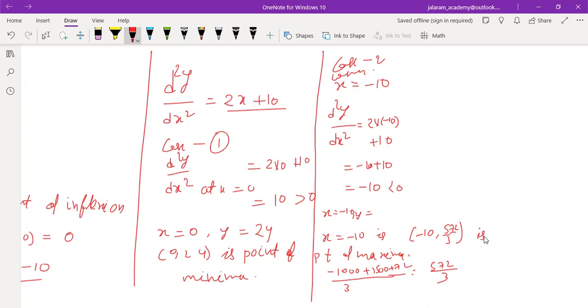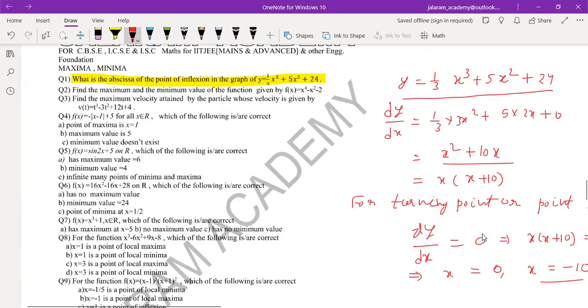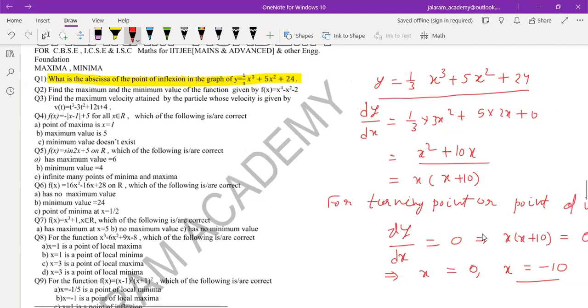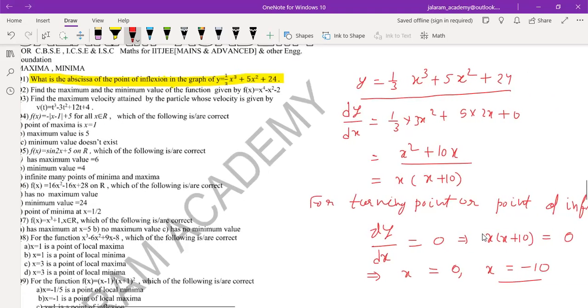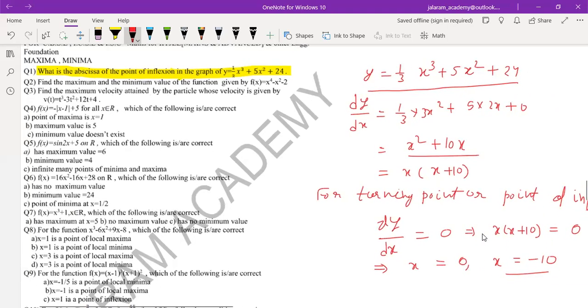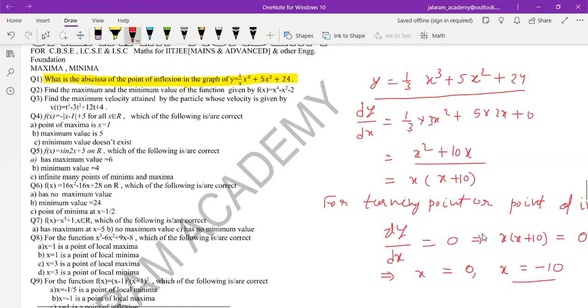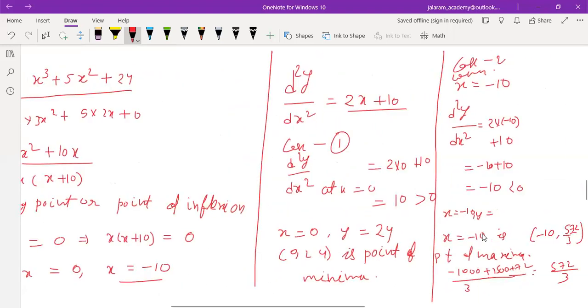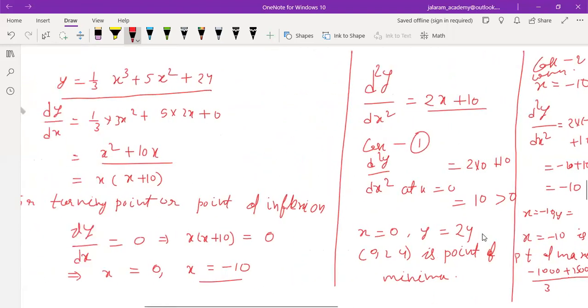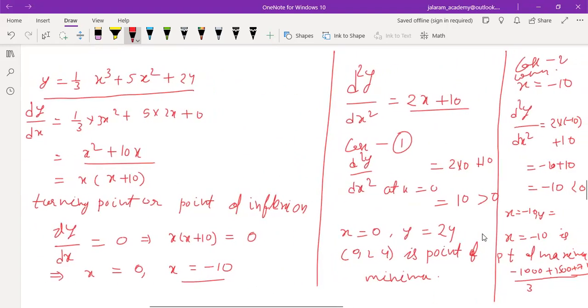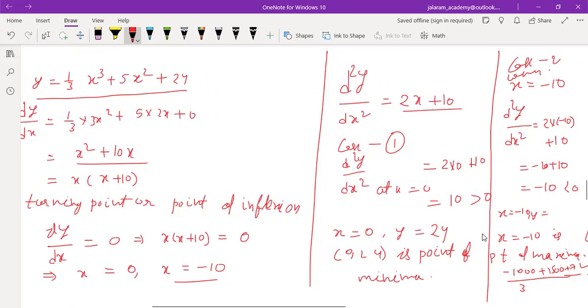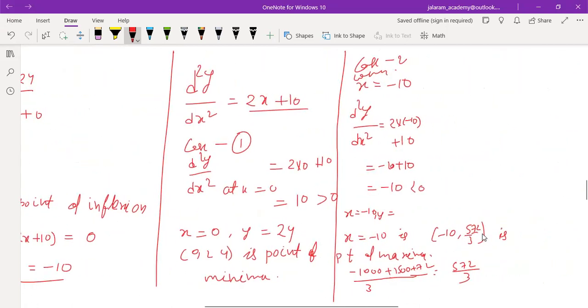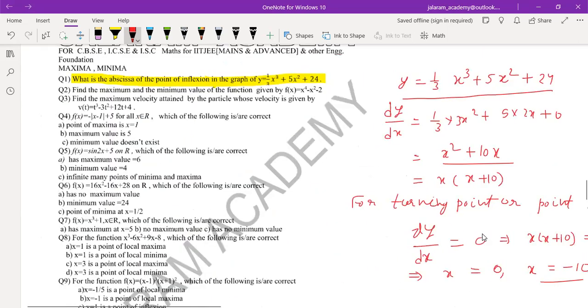So there is no point of inflection where the curve is neither maxima nor minima. Is that clear to everyone? This is 1 by 3x cube, na? So no problem, everything is correct. So there is no point of inflection. That's it. Now read the next question.